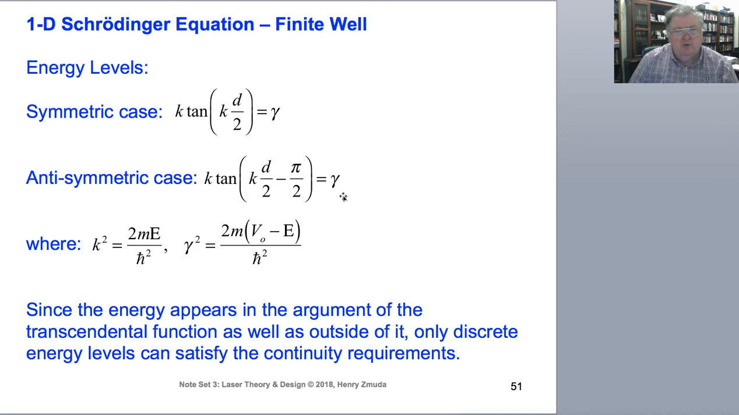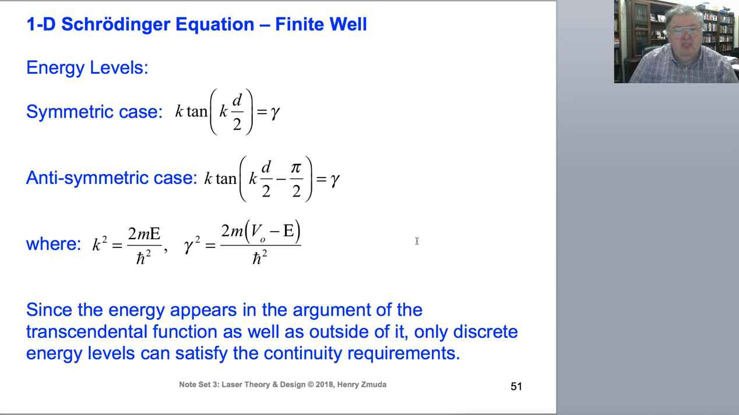What energy levels? Well, the energy we're looking for is the energy E, which of course is buried in these equations in the k and in the gamma, because k squared has the energy that we're looking for in it, and so does gamma squared. Now you'll notice that k, in both cases, appears inside the tangent function as well as outside the tangent function. That makes this a transcendental equation which cannot be solved algebraically. It must be solved numerically.